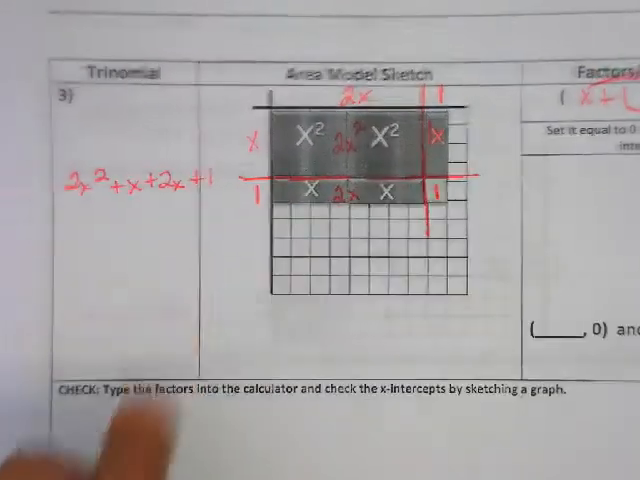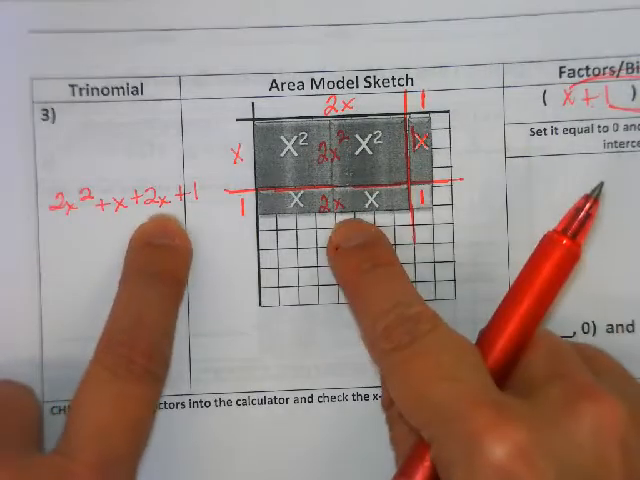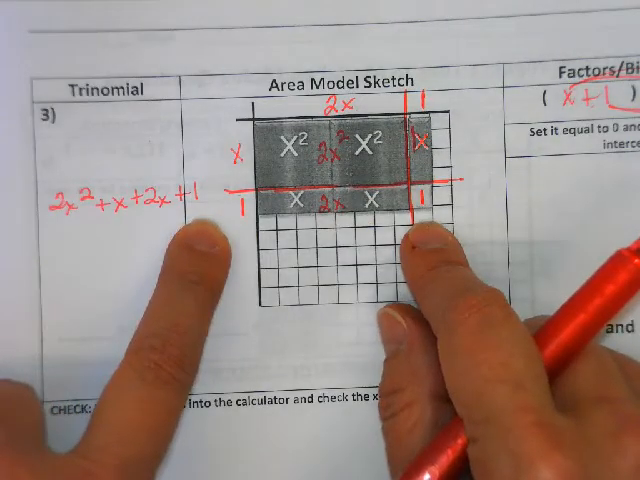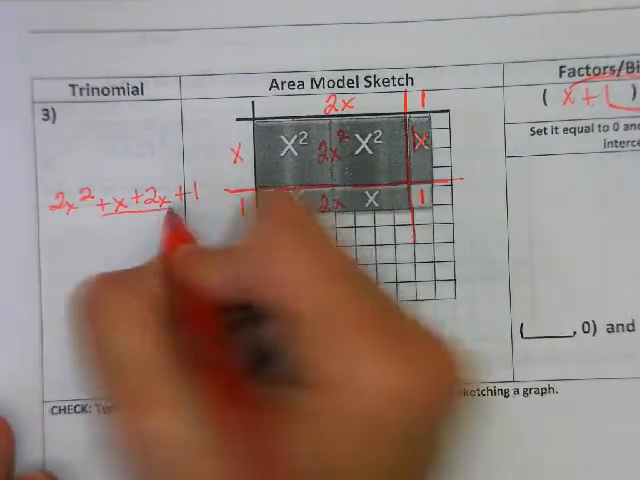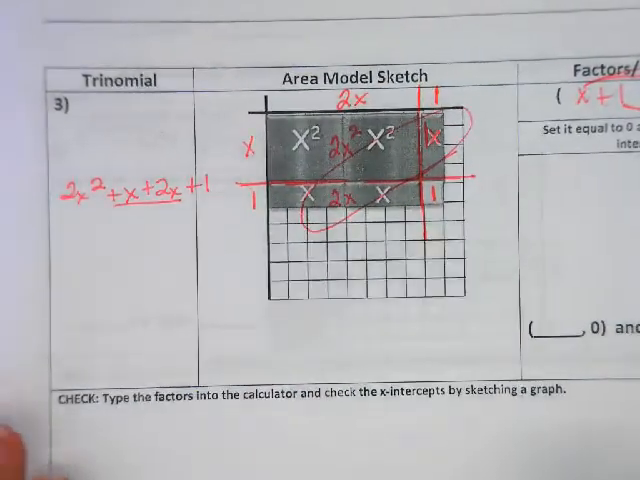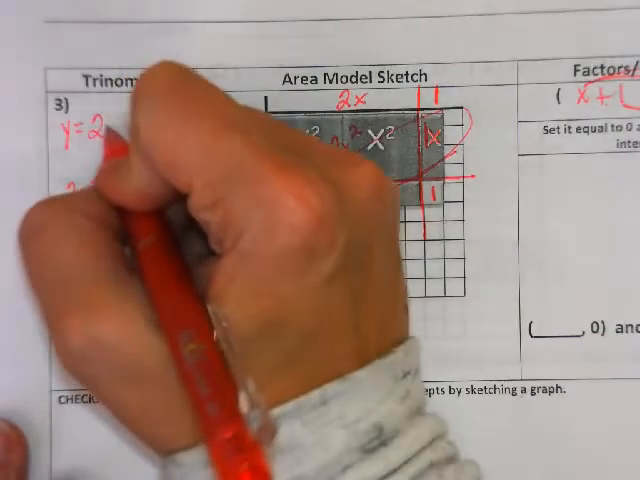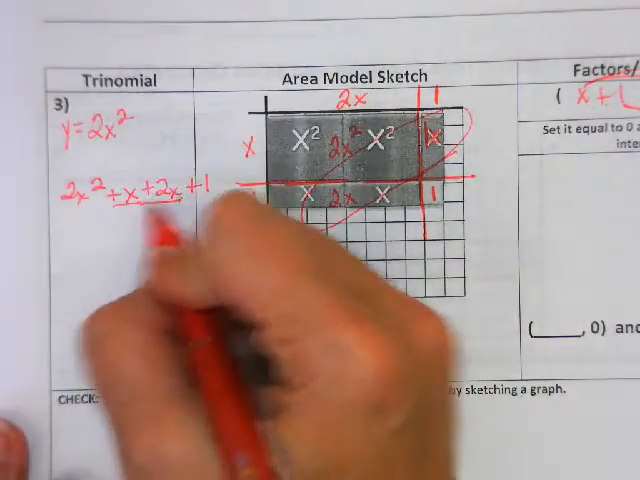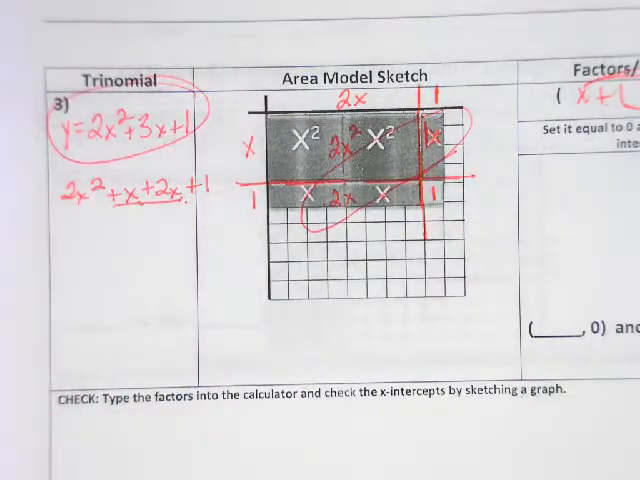Ladies and gentlemen, look, this is your box. 2x squared plus 1x plus 2x plus 1. It is exactly the same thing. So you can collect like terms here, or you can collect like terms here. Does that look familiar? We've done this. So your trinomial is y equals 2x squared, what do we get here? How many x's? Plus 3x plus 1. Okay?